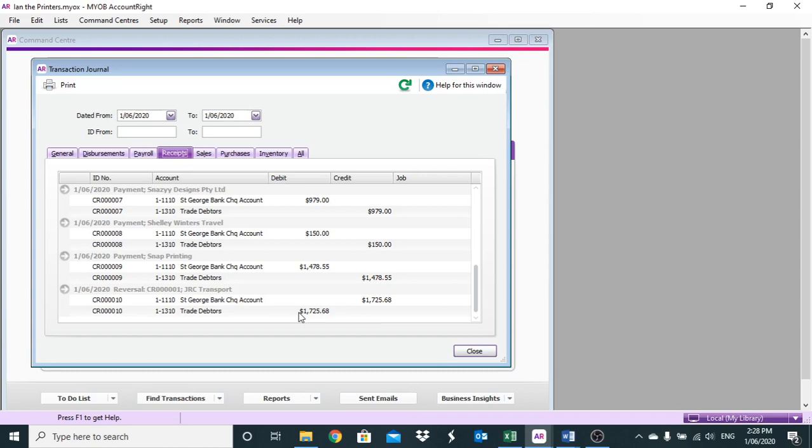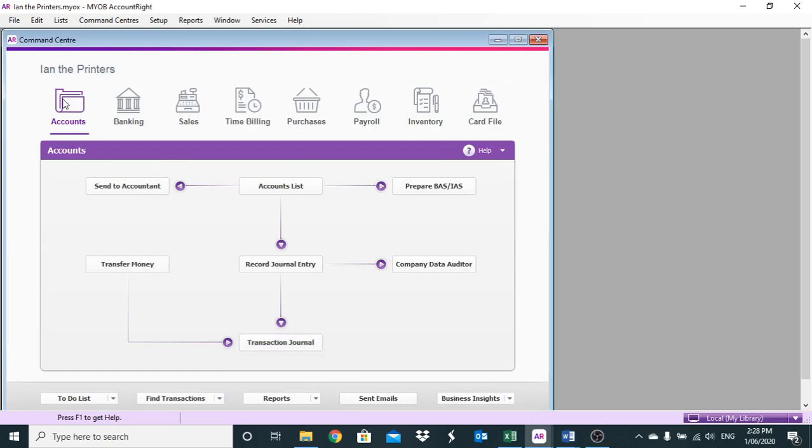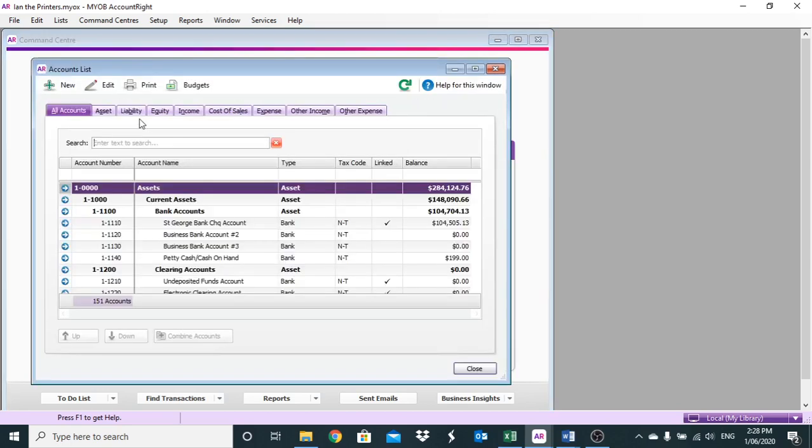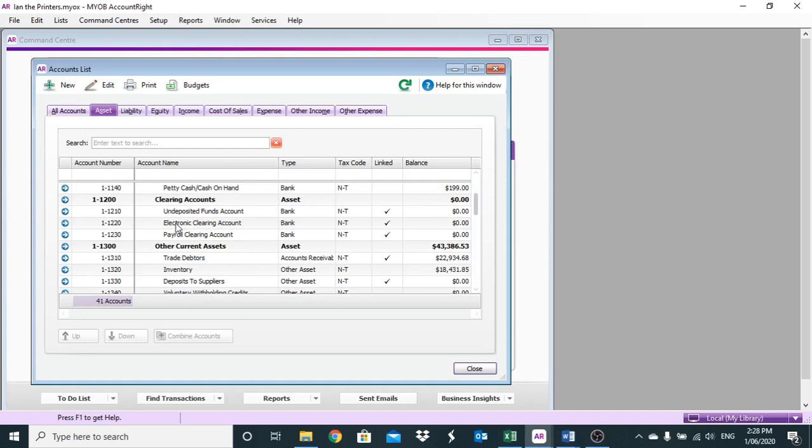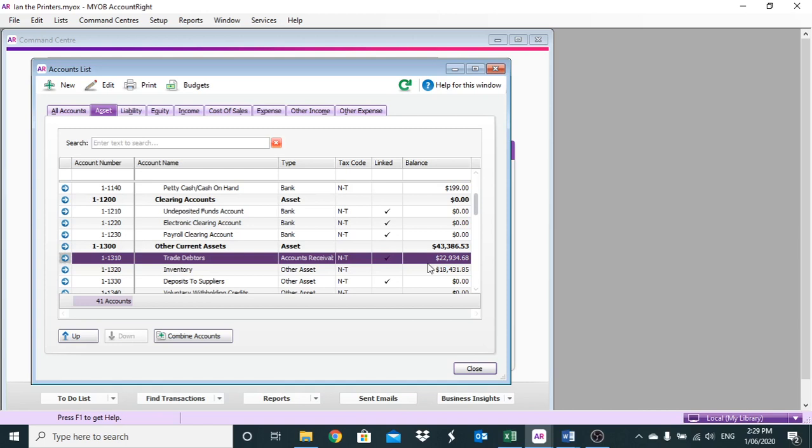So now I want us to have a look at our trade debtors report, and what we should find is that the trade debtors report now is 22,934.68. The reason it's gone up is because the payment that we received has now been credited back to the customer. Hence, our trade debtors, or the amounts we're expecting to receive, has actually gone up now.